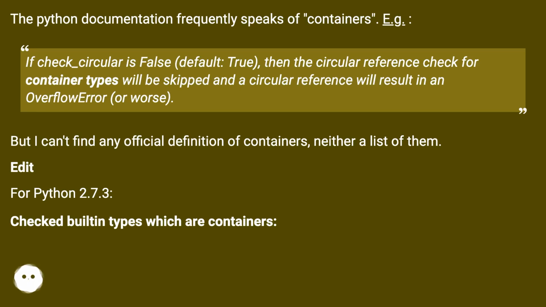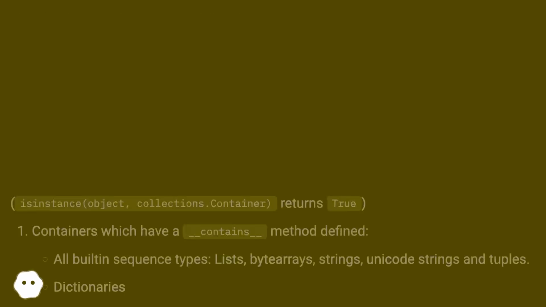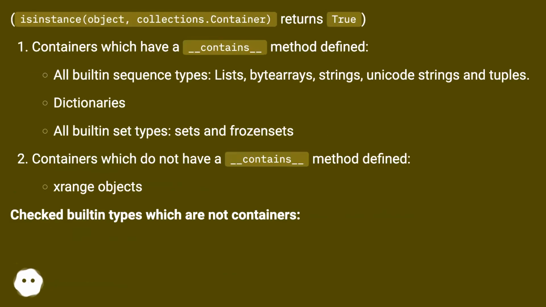Edit. For Python 2.7.3. Check built-in types which are containers. isinstance(object, collections.Container) returns true. Containers which have a __contains__ method defined. All built-in sequence types: lists, byte arrays, strings, Unicode strings, and tuples. Dictionaries. All built-in set types: sets and frozen sets. Containers which do not have a __contains__ method defined: strange objects.